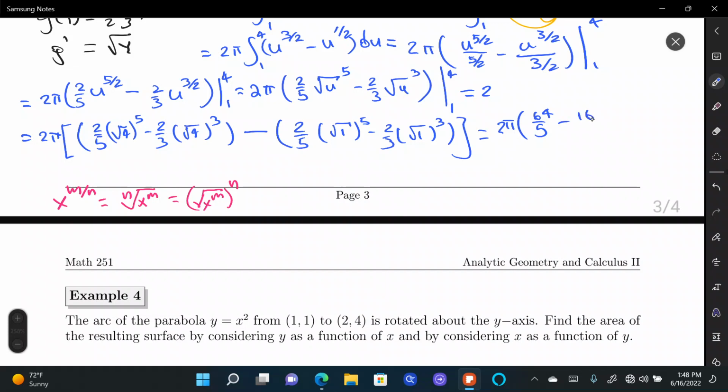Minus 16 thirds. And then minus the square root of 1, which is 1 to the 5th. It's also 1 times 2 fifths. It's just going to be 2 fifths. And in this case, negative times a negative is positive. It's just 2 thirds. Alright. And after cleaning this up, we should get 232 pi over 15 as a final answer.